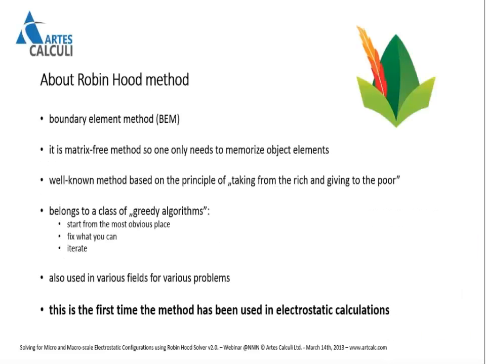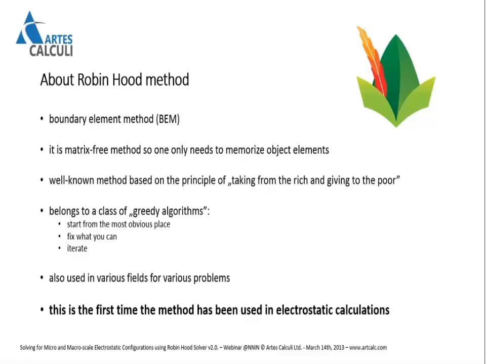Our software is based upon the Robin Hood method, a boundary element method which is matrix-free. This is very important because the method only needs to memorize object elements. It does not need to create a memorized matrix, which makes it pretty fast, and also makes memory requirements very small.